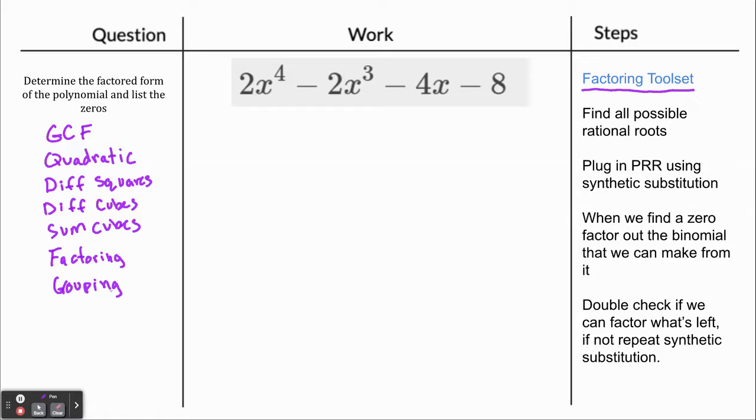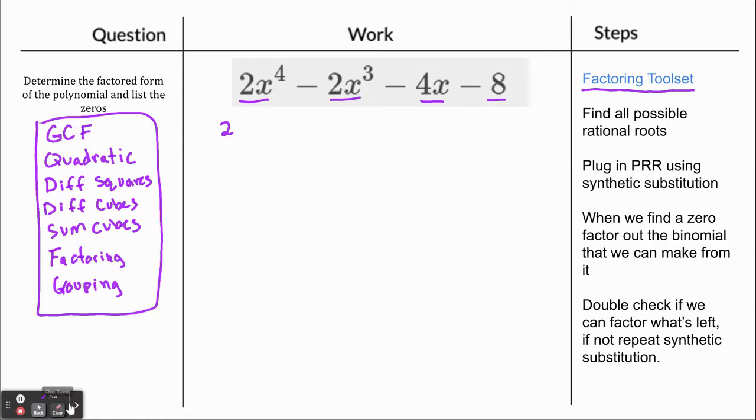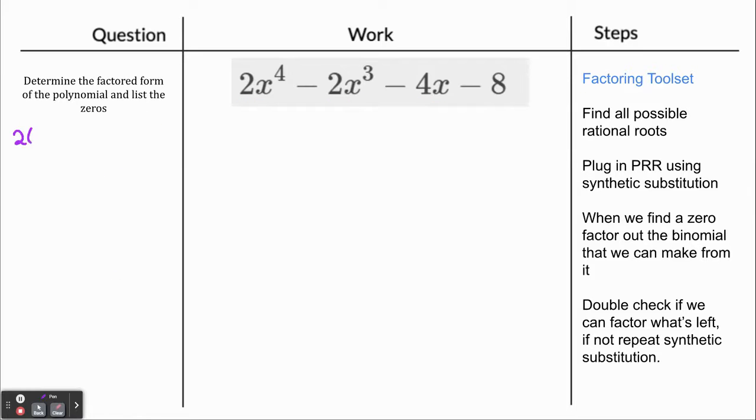Especially in this situation, when I look at this, I actually see that there is a greatest common factor of each of these terms, which is 2. So I'm going to go ahead and clear this, keep this in mind here. What I'm going to factor out is 2, which leaves me with x to the power of 4 minus x to the power of 3 minus 2x. Sorry about that, that's 2x minus 4. So what that leaves me with is 2 times x to the power of 4 minus x cubed minus 2x minus 4.